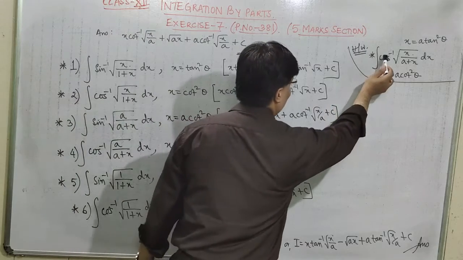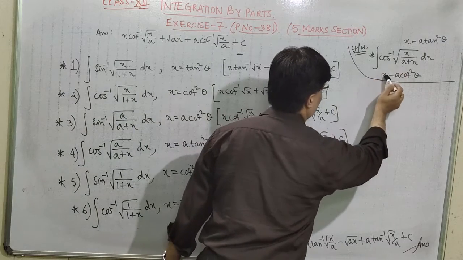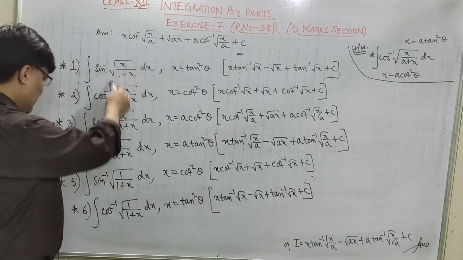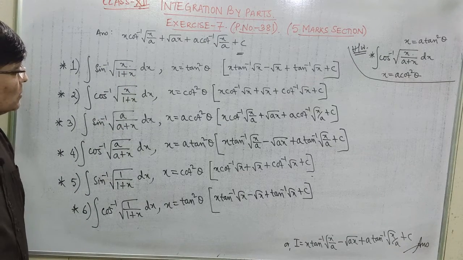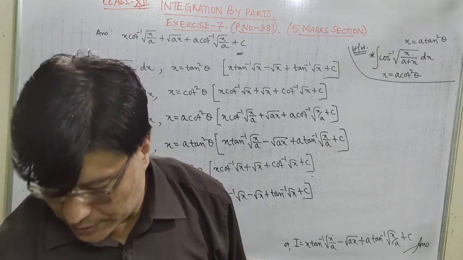Okay. The answer for this question is this one, and the hint for this question is x is equal to, you put a cot square theta. Okay. And similarly, you can do all these problems at home. So you have to practice it at home. Okay. So let's do the next question.